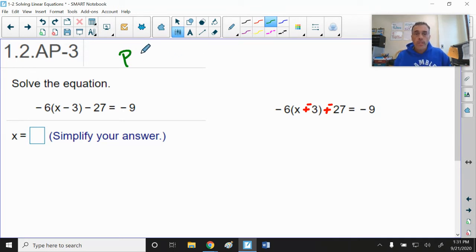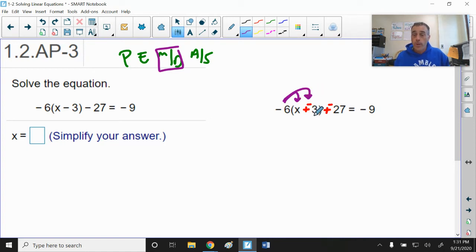Okay, now I'm going to simplify. So I am going to think about PEMDAS, and I am going to simplify the left side. Within the parentheses, I have x plus -3. I can't simplify that, they're not like terms. There are no exponents, so it looks like my first step is going to be to multiply. And I have a distribution problem right here.